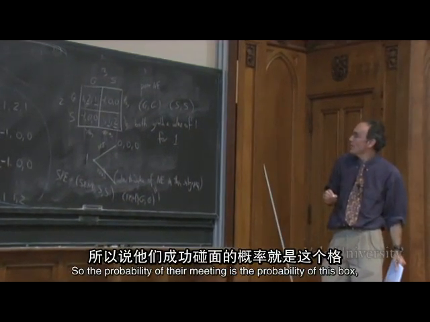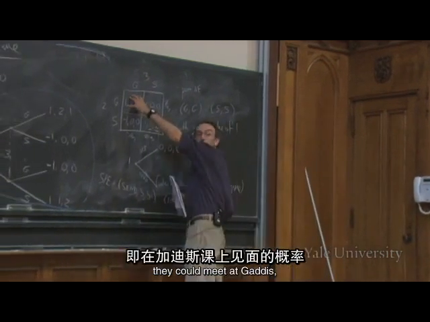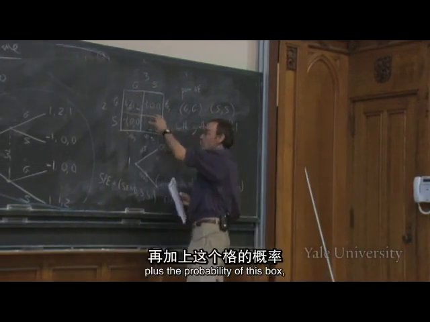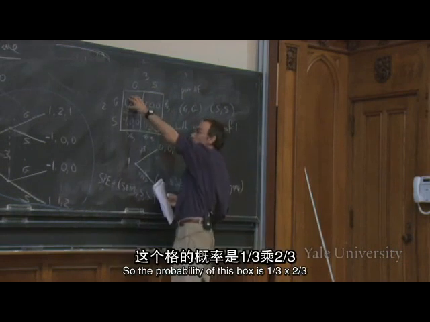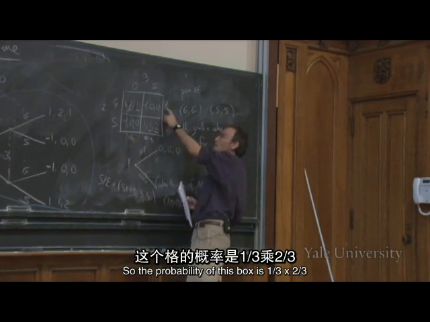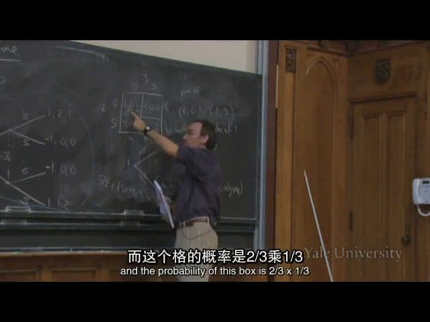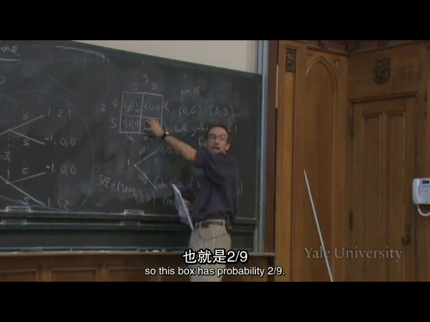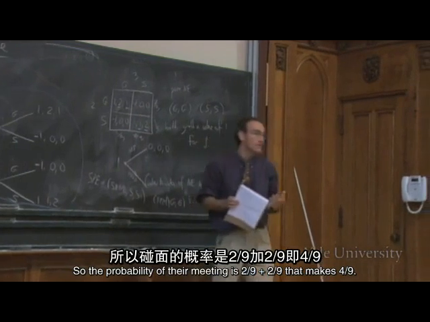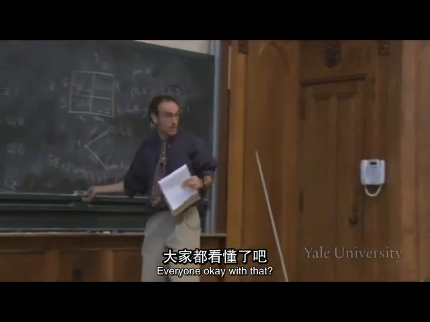So the probability of their meeting is the probability of this box, they could meet at Gaddis, plus the probability of this box, they could meet at Spence. Is that right? So the probability of this box is 1/3 times 2/3. So this box has probability 2/9. And the probability of this box is 2/3 times 1/3. So this box has probability 2/9. So the probability of their meeting is 2/9 plus 2/9 that makes 4/9. Right, everyone okay with that?